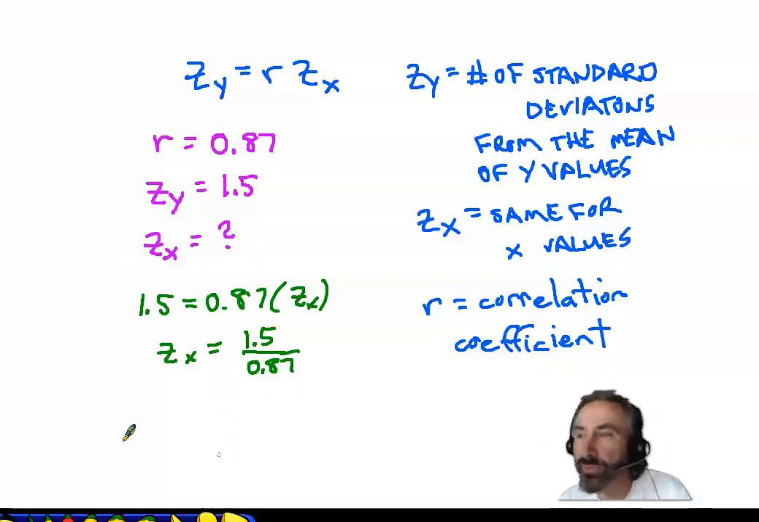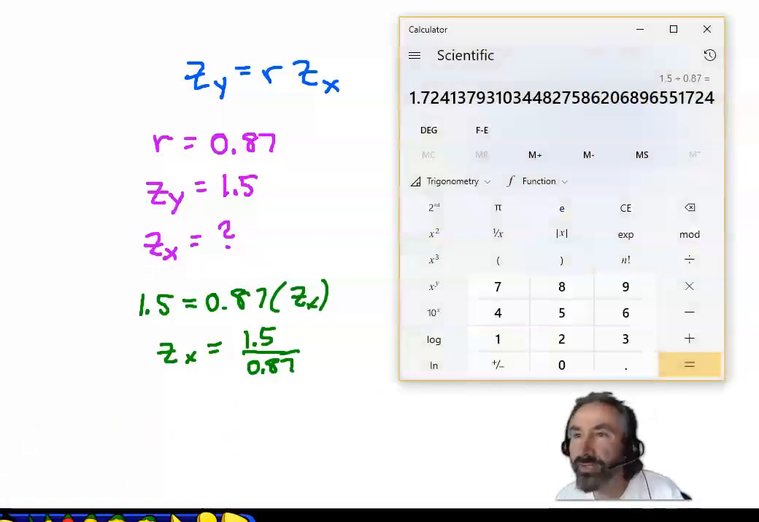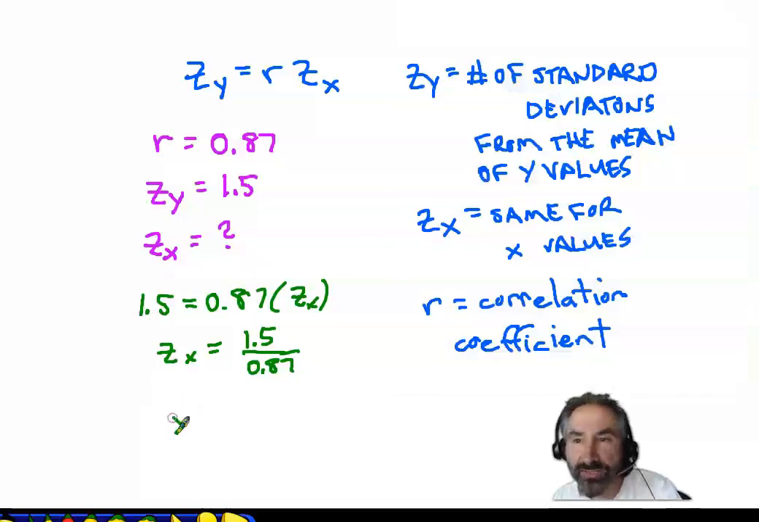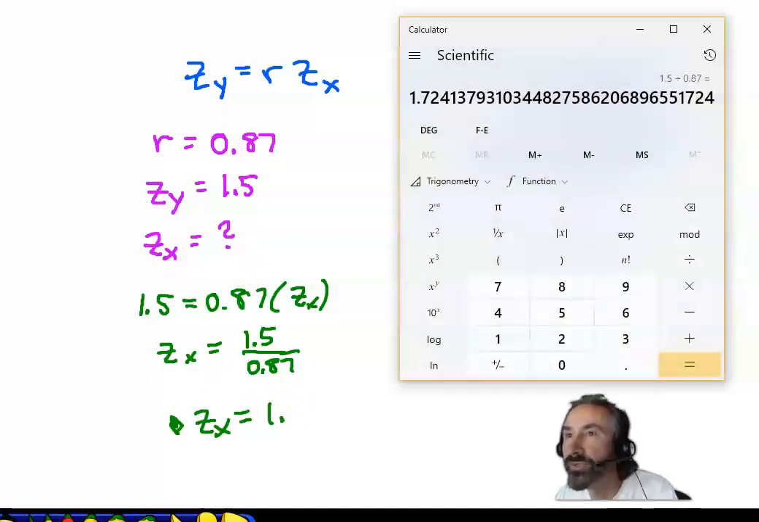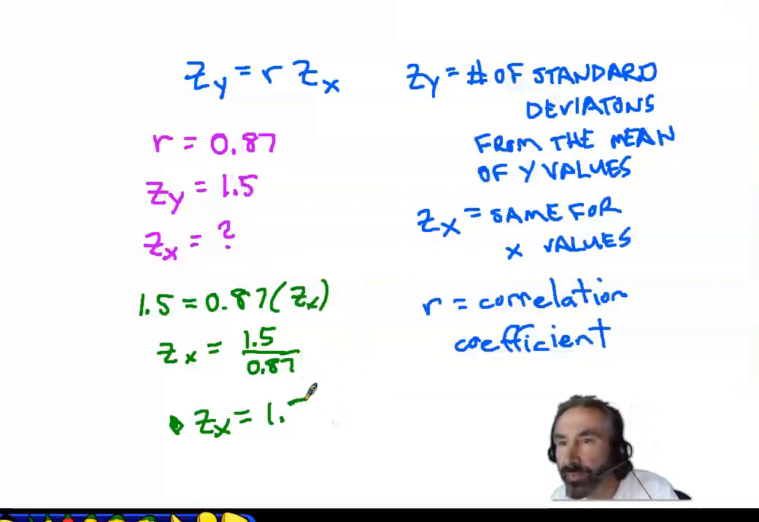Let me do the math real quick. I got a calculator, there we go, and I divided 1.5 by 0.87, and the result was 1.72. So the answer to our problem is z sub x is equal to 1.72. We could round to 1 decimal place because z sub y was given to us with 1 decimal place, so we'll say 1.7, and there is the answer to our question.